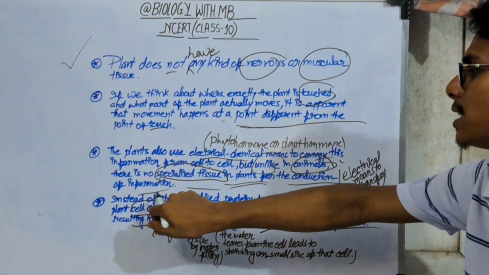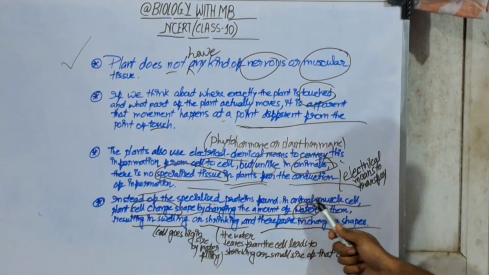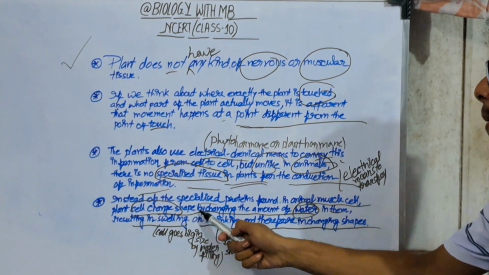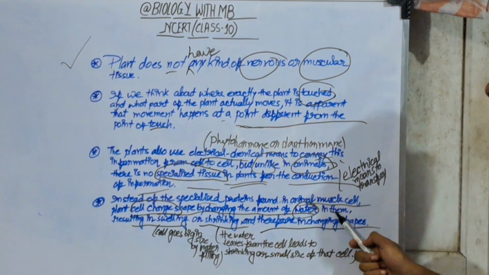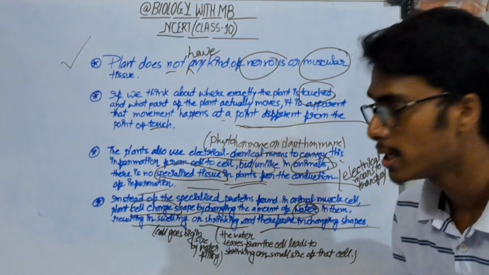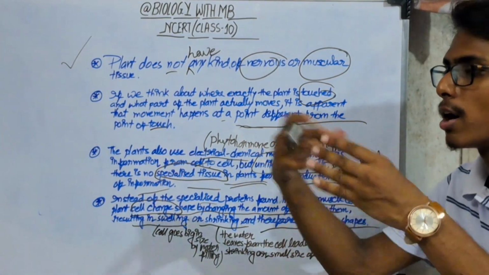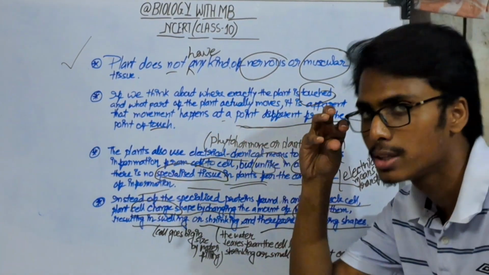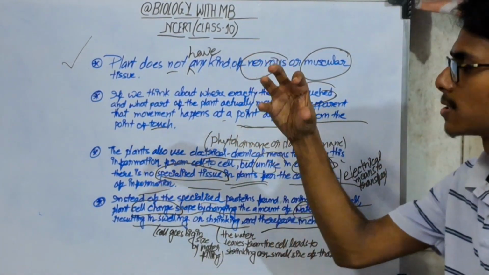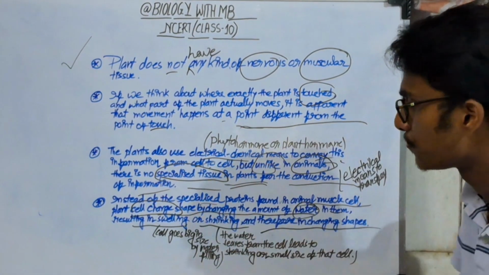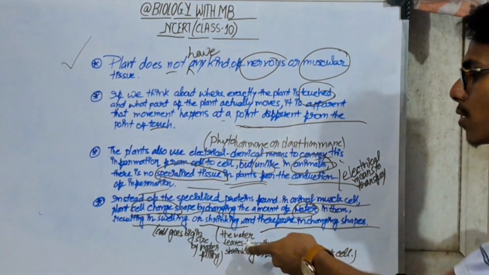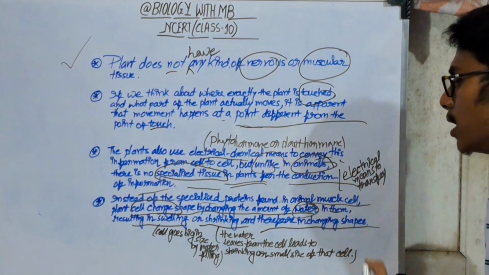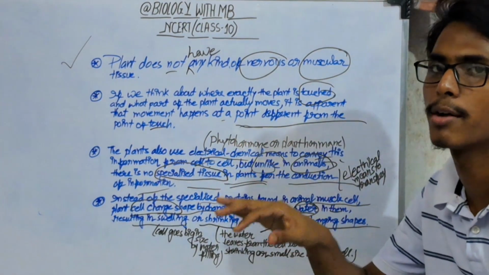And the last point: instead of the specialized protein found in animal muscle cells, plant cells change shape by changing the amount of water in them, resulting in swelling. What is swelling? Swelling means the cell goes big in size by water filling. When a cell is water filled, it goes from this size to this size. That is swelling. And what is shrinking? When the water leaves the cell, it leads to shrinking, or small size of that cell. Therefore, it changes the shape of plants.